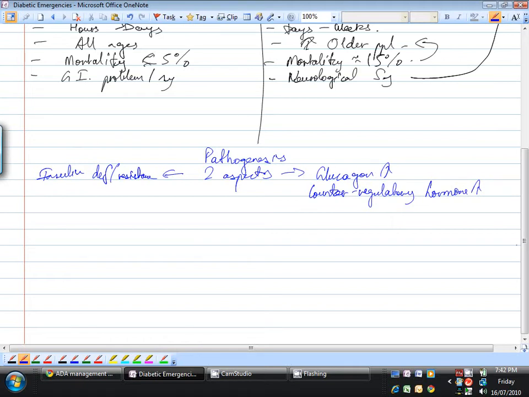Now, of course, what basically precipitates these two disorders? The precipitants usually are either a lack of compliance, so people are not taking their meds the way they're supposed to be taking them, and the other aspect is infections, often a common cause.